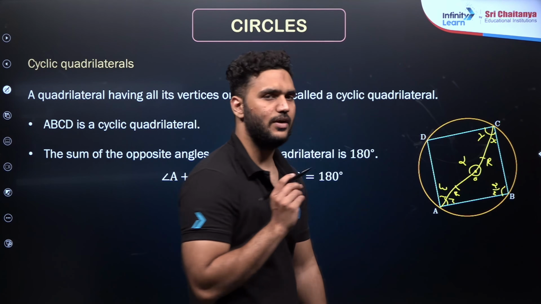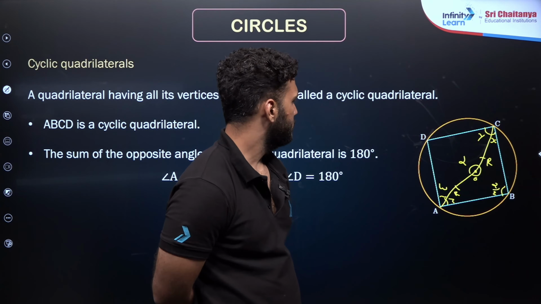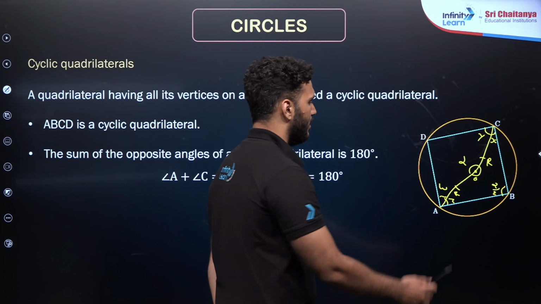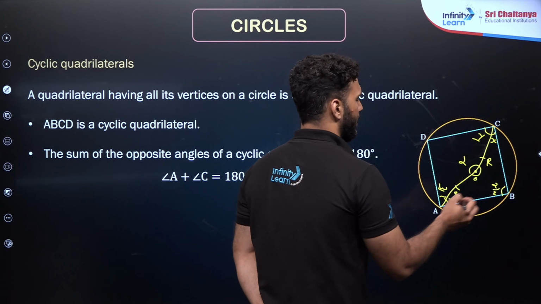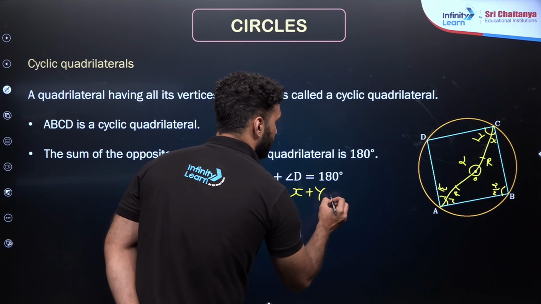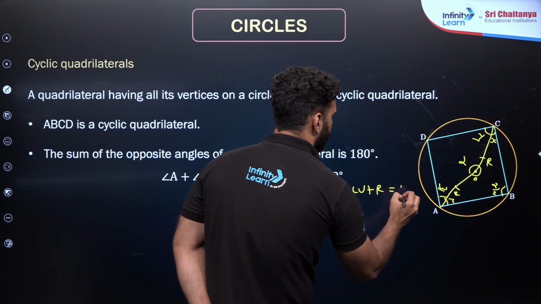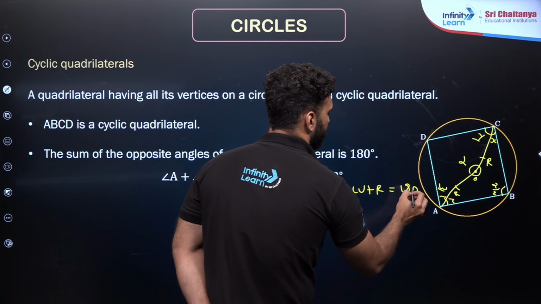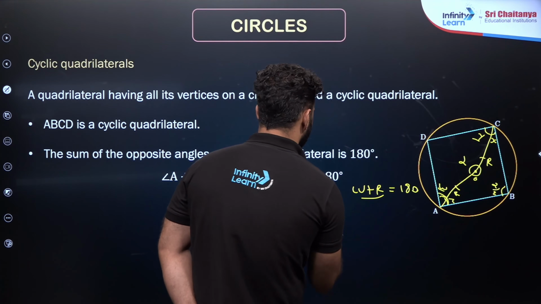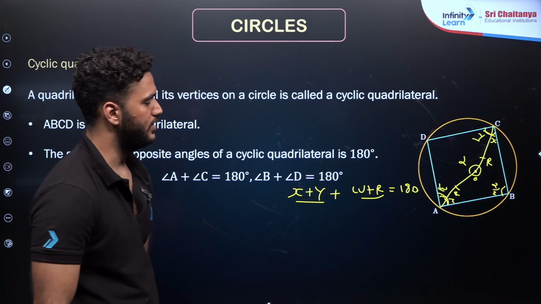This is a quadrilateral. The sum of its angles should be 360. If you do that, and also find the value of W and Y, at the end you will find that X plus Y plus W plus R is coming out to be 180. W plus R is this angle, X plus Y is this angle. And from here you can prove it easily.